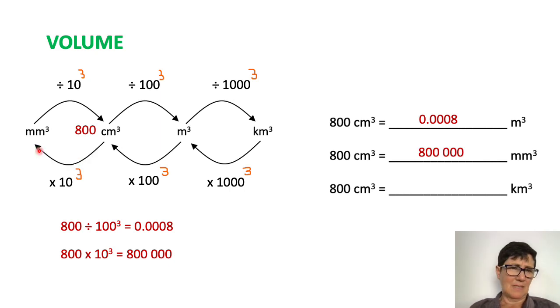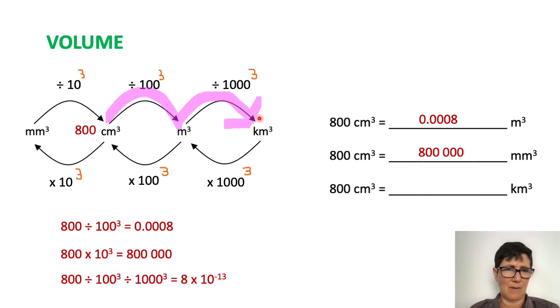And the last one, I want to turn it into kilometres cubed. I feel like this is going to be tiny. I'm going to take 800, divide it by 100 cubed, divide it by 1,000 cubed. So double jump. And it gives me 8 times 10 to the negative 13 on my calculator, which looks like that. There are 12 zeros before I get to that 8. Tiny. Okay. All right, so that is for length, area and volume.